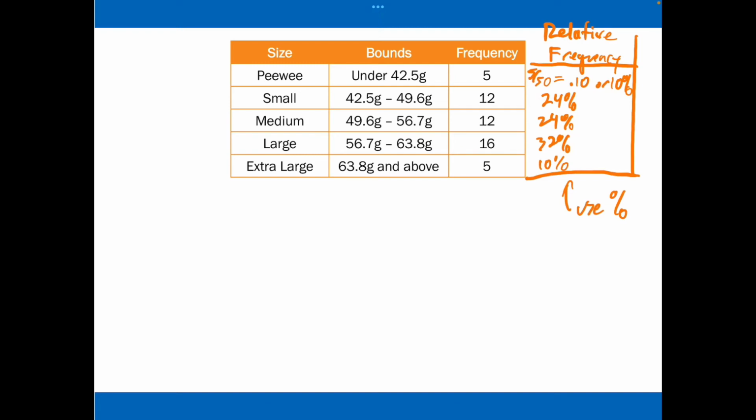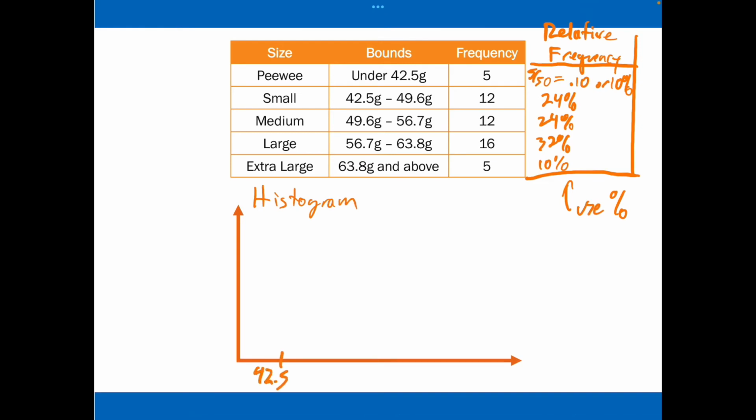So once we have our table well established, what we'd really like to do is create a way to visualize these. And the way we're going to visualize these is called a histogram. And a histogram is a graph of these on an XY coordinate. And for a histogram, we start by placing these bounds on the XY axis. So I'm going to place 42.5 on the XY axis, and then I'm going to go through and add all of the other bounds as well onto the XY axis.